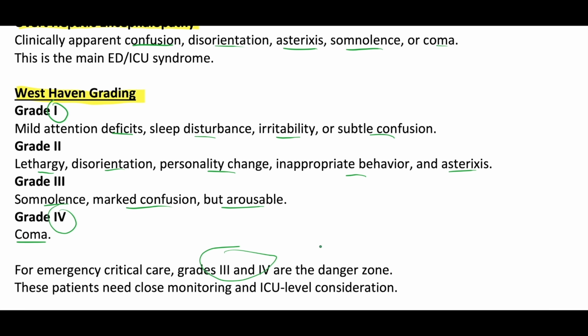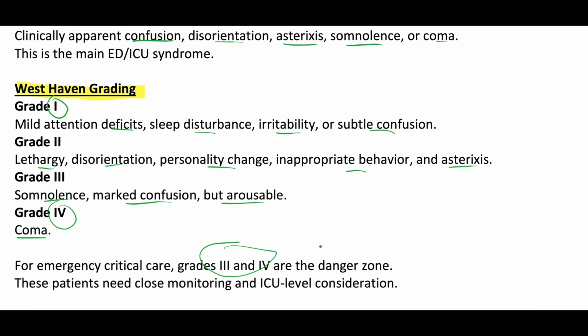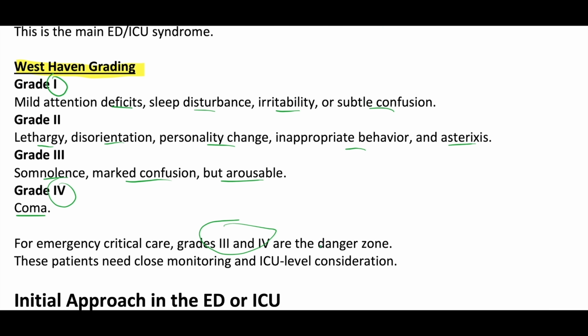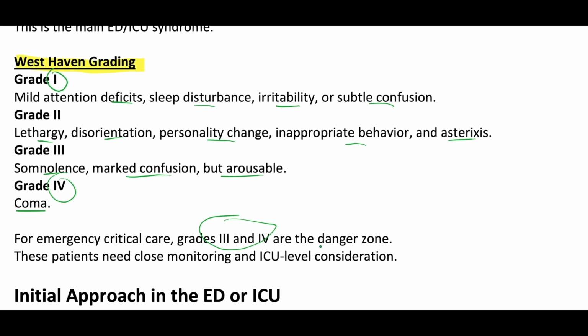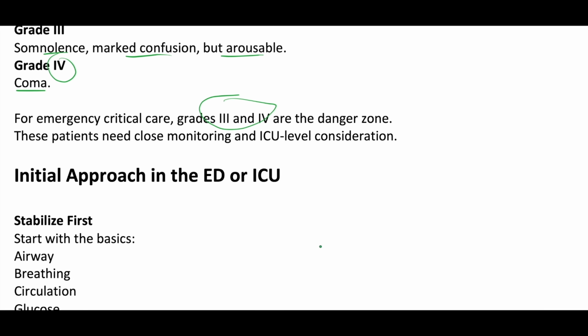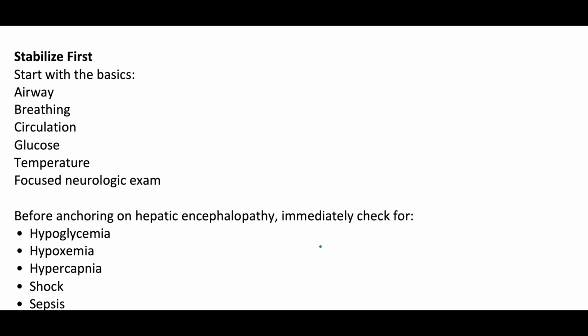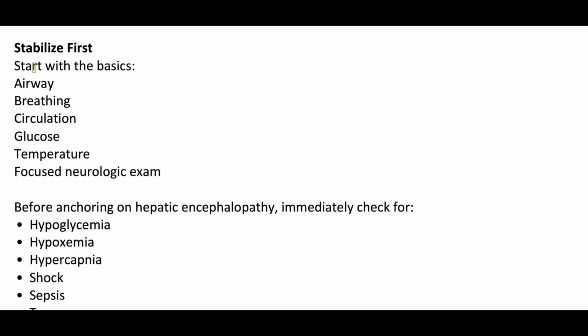These patients need close monitoring, depending on how severe it is. There can be airway compromise, there could be concern for cerebral edema, all that kind of stuff. So we'll talk about that. So initial approach in the ED or ICU, as with anything, we start with the basics. This is straightforward stuff: airway, breathing, circulation. Get a glucose, they're confused, get a temperature, and do a focused neurologic exam, right?